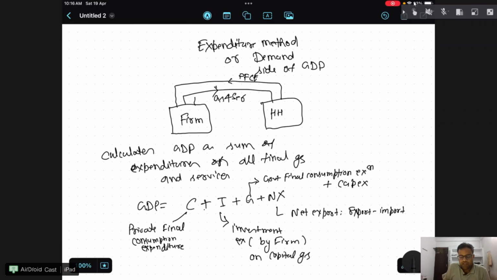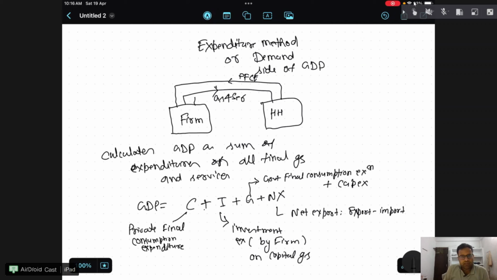Hello everyone. In this video, we will try to understand the expenditure method, or you can say the demand side method, for calculation of GDP. This is the third and last method for the calculation of GDP, known as the expenditure method, or the demand side of GDP. So first, understand the concept.